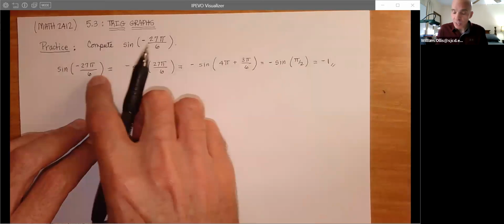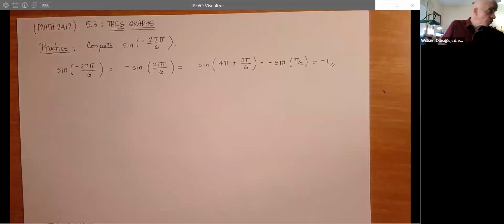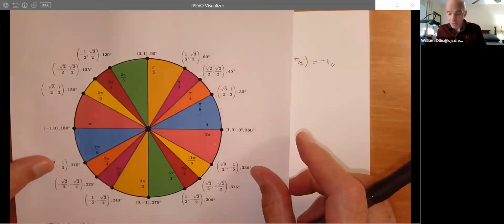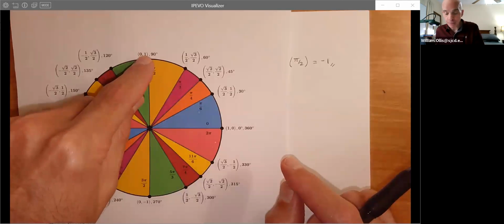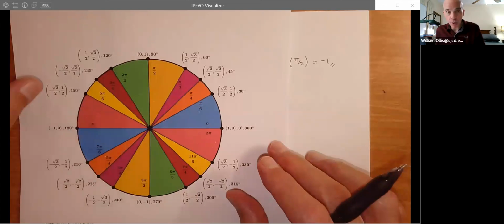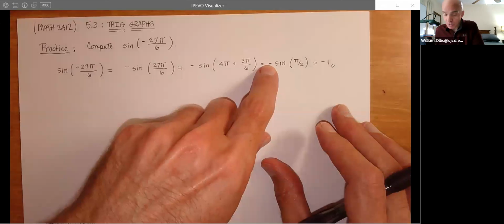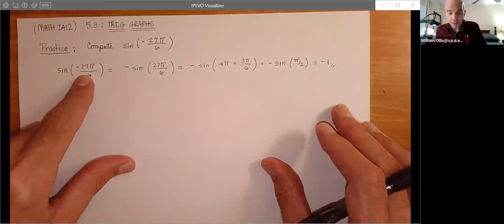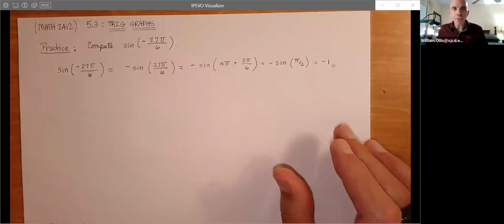But right now, I want you to get really used to using the unit circle, just like we have here. When we have our pi over 2, the y coordinate is the sine function, and that's where we get the 1. And then, of course, the negative is built in to the odd condition of the sine function, so we get this. So again, very simple.